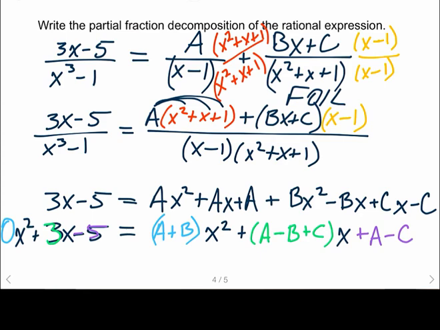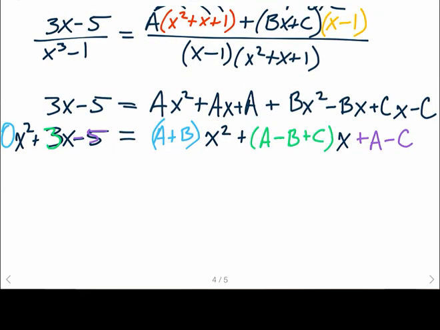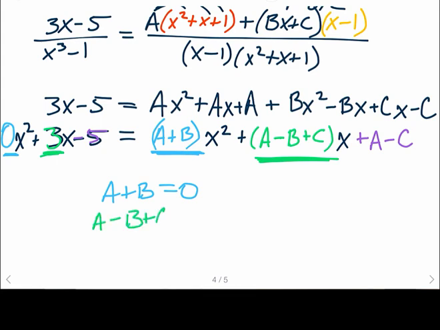And now we're going to write down the system of equations. Because 0 is the coefficient of x squared on the left and a plus b on the right, we have that a plus b is equal to 0. Because 3 is the coefficient of x on the left and a minus b plus c is the coefficient of x on the right, we have a minus b plus c is equal to 3. And then because negative 5 is the constant on the left-hand side, positive a minus c are the terms that don't have x on the right-hand side, we have that a minus c is equal to negative 5.